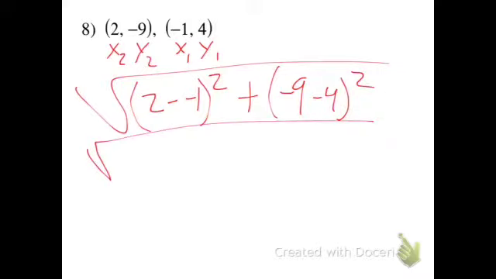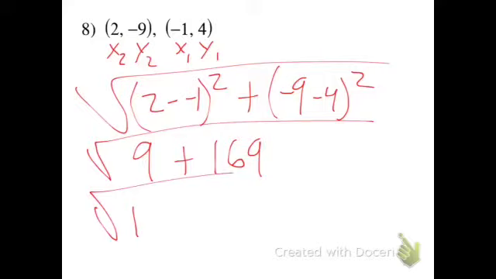2 minus -1 is 3, square that, you're going to get 9. You need to add -9 minus 4, which is going to give you -13, square that. I don't actually have that memorized. Oh, it's 169. Add those together, you're going to get 178. So you're looking at the square root of 178, which is approximately 13.3.